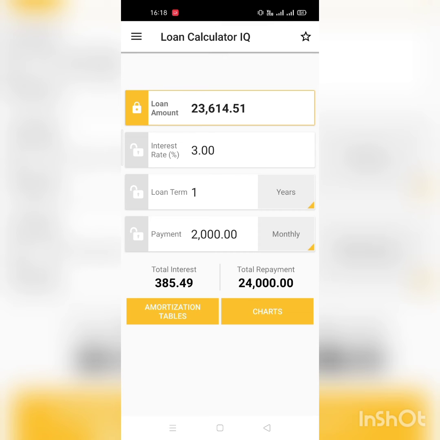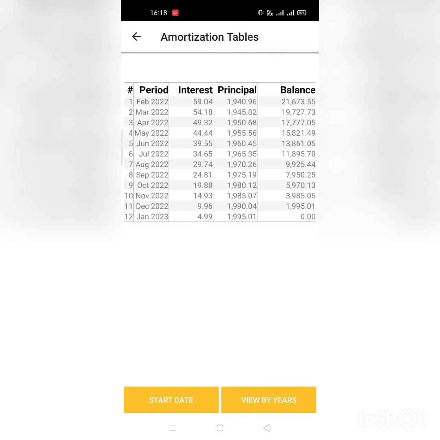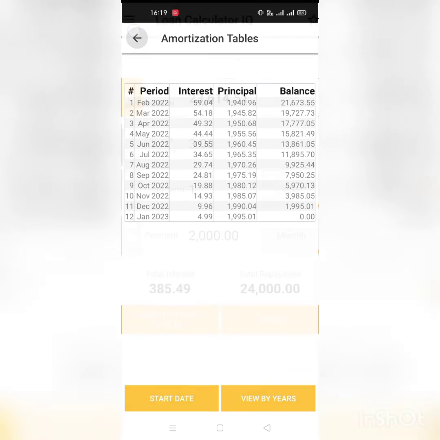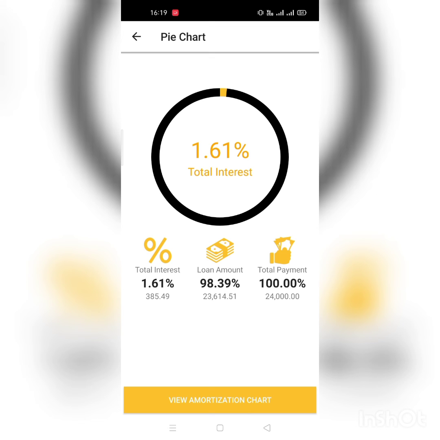Apart from all these features, here is one great feature, the amortization table. Lots of people want to know what the amortization table is. It shows the amount that you already paid in a particular period. Here you can see that if you want to check the graphical format, you can check the chart for your better analysis.